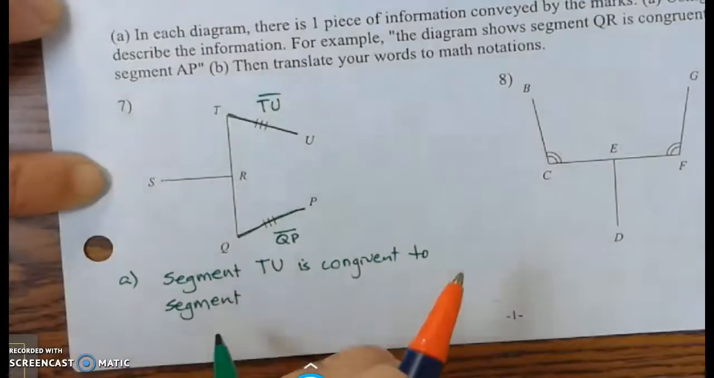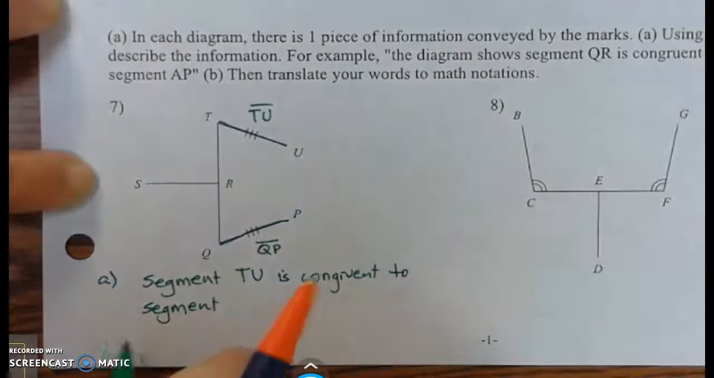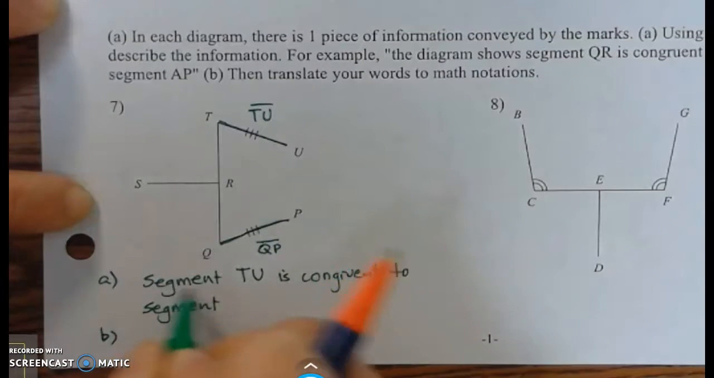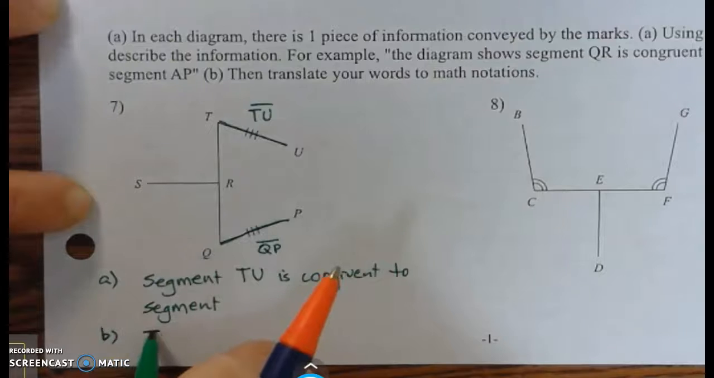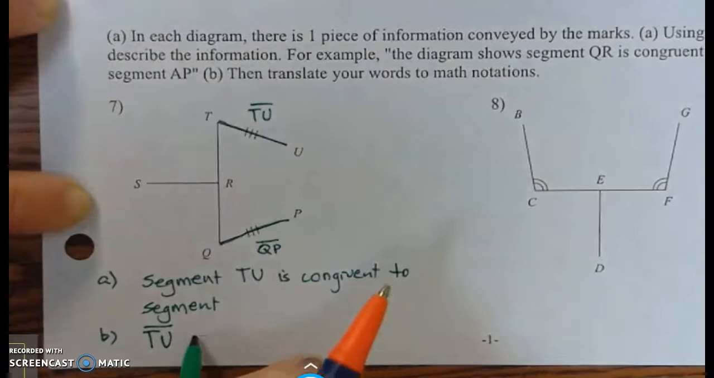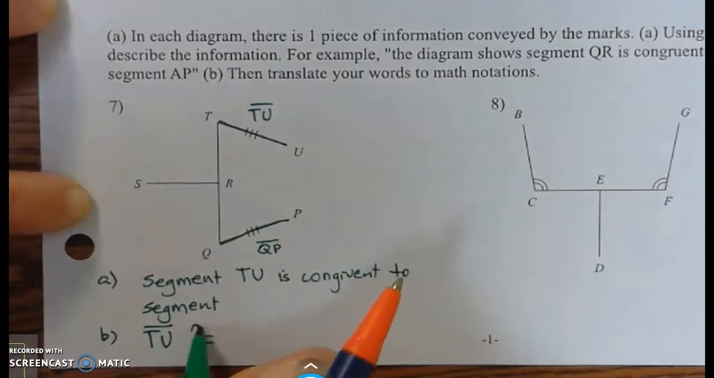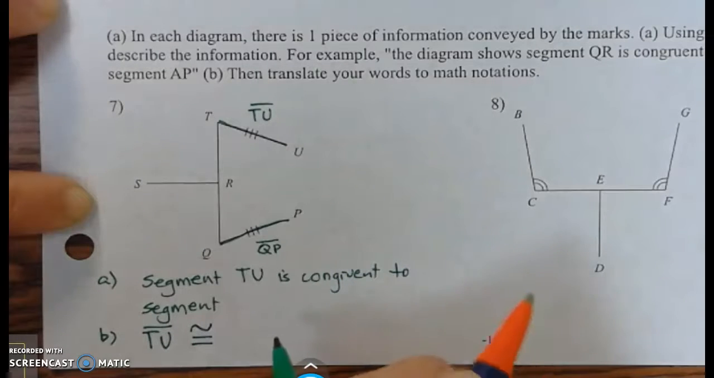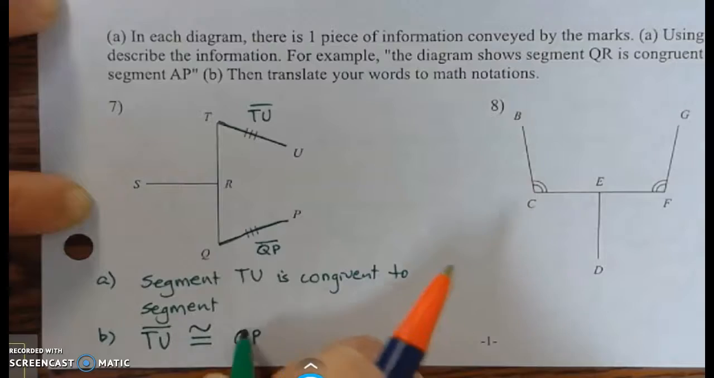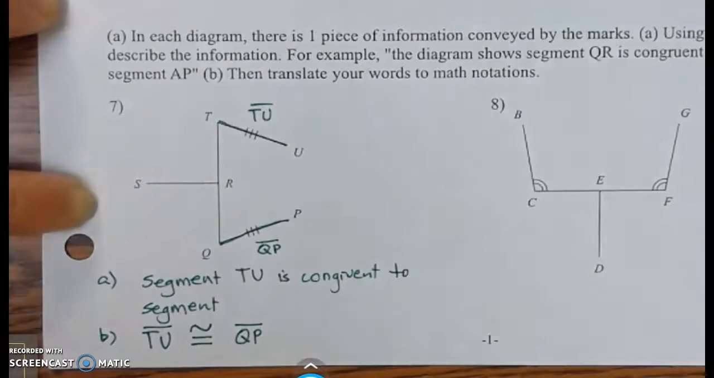Then translate your words into math notation. So in math notation, TU is what we call segment TU. It's a line segment. It's congruent to, what is the congruent symbol? It's an equal sign with an up and down curly thing. And then it's QP with a line over it.